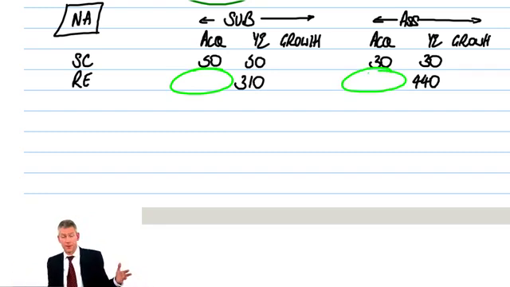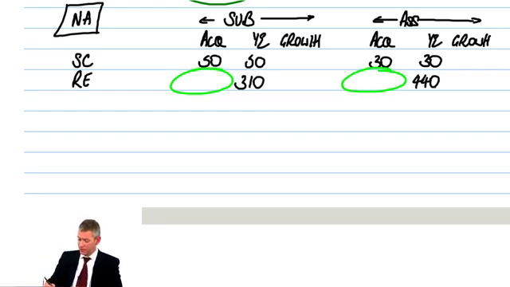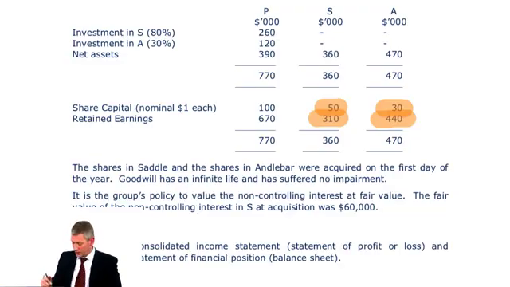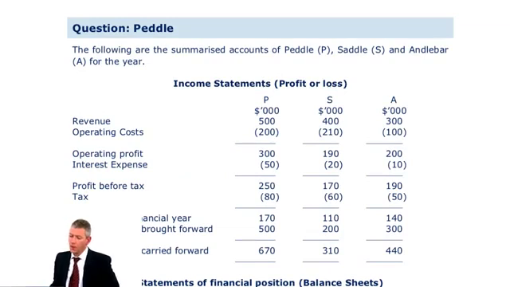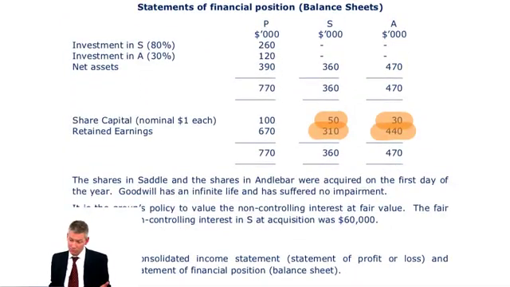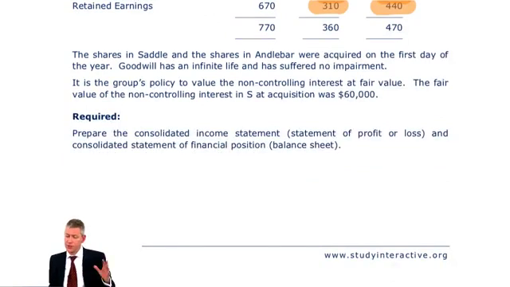need to read the rest of the question. So let's go back and have a look at the rest of the question. Now, getting into the narrative, of which there's very little, it says at the top, the following are the summarised accounts of Pedal, Saddle and Handlebar for the year. We have an income statement with revenue and costs, and then statements of financial position with a balance sheet. And then towards the bottom here we have the shares in Saddle and the shares in Handlebar acquired on the first day of the year.